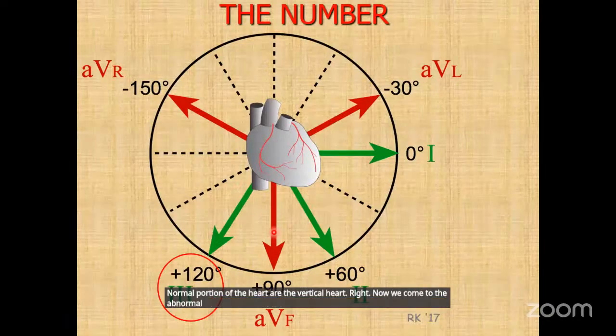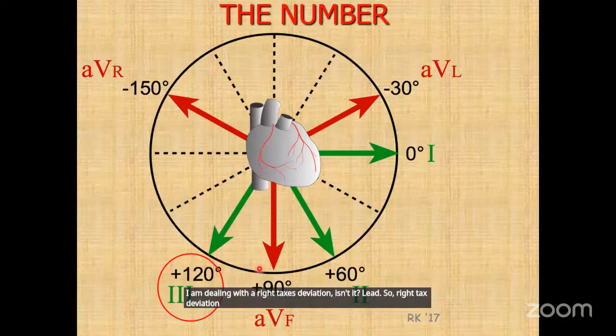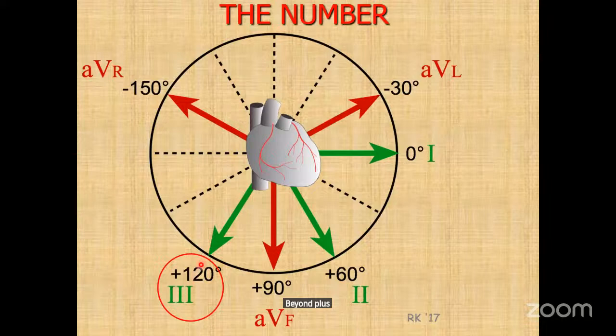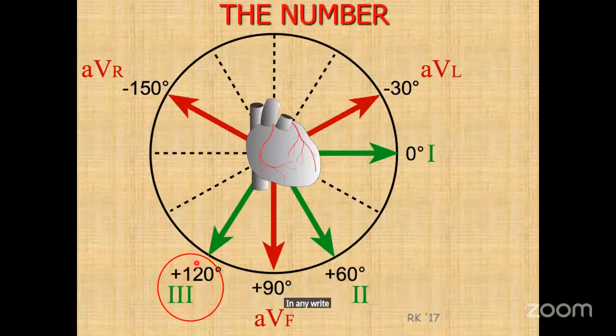If L3 shows the tallest positive QRS complex, I am dealing with a right axis deviation, isn't it? L3 is the right sided lead. So right axis deviation, the number is beyond 90, which is abnormal. Beyond plus 90 is abnormal, is plus 120. And the commonest cause of right axis deviation is right ventricular hypertrophy. In any right axis, you have to look for right ventricular hypertrophy.